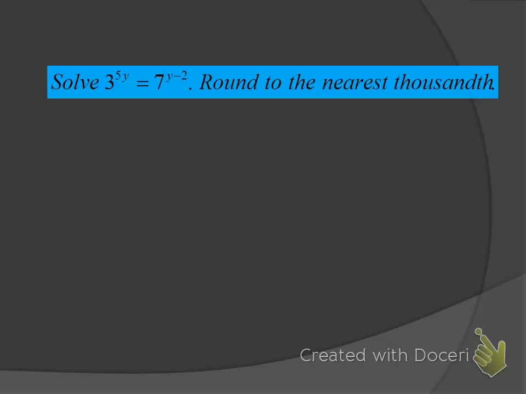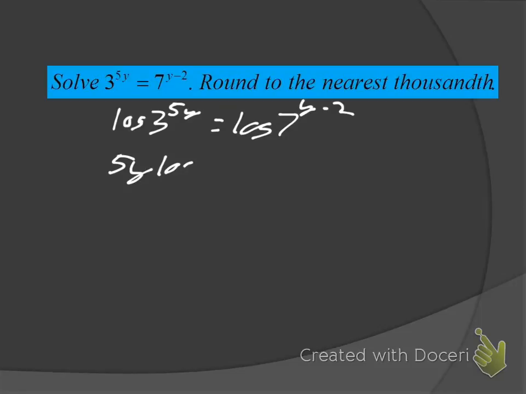Okay, so the process starts the same way. We're going to take the log of both sides. So we have a log of 3 to the 5y power equals a log of 7 to the y minus 2 power. We're going to bring them both down, which is going to give us 5y log 3 equals y minus 2 log 7.